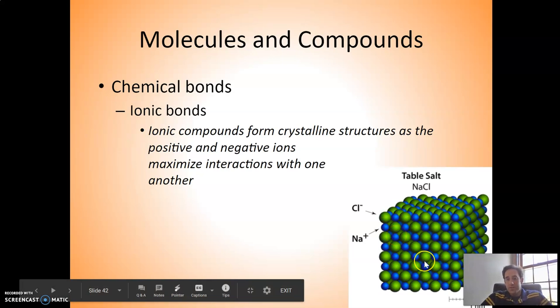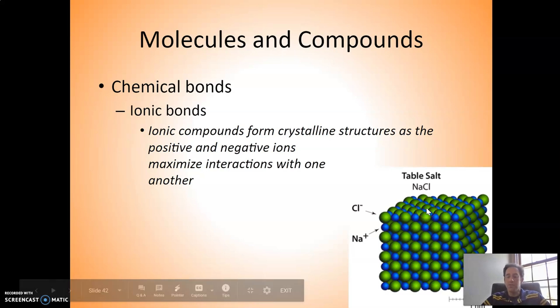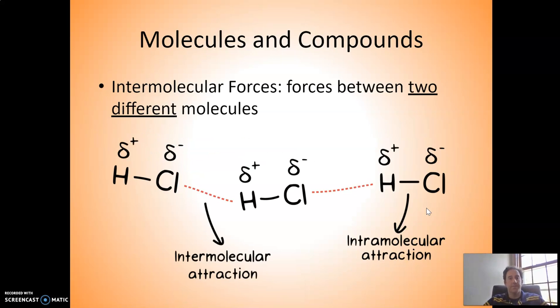So this is why table salt is cube-like. It's because the little ions that make up that table salt are arranging themselves in this way to allow the positives and negatives to interact. Okay, so those were both bonds, both covalent and ionic bonds are between atoms within the same molecule.